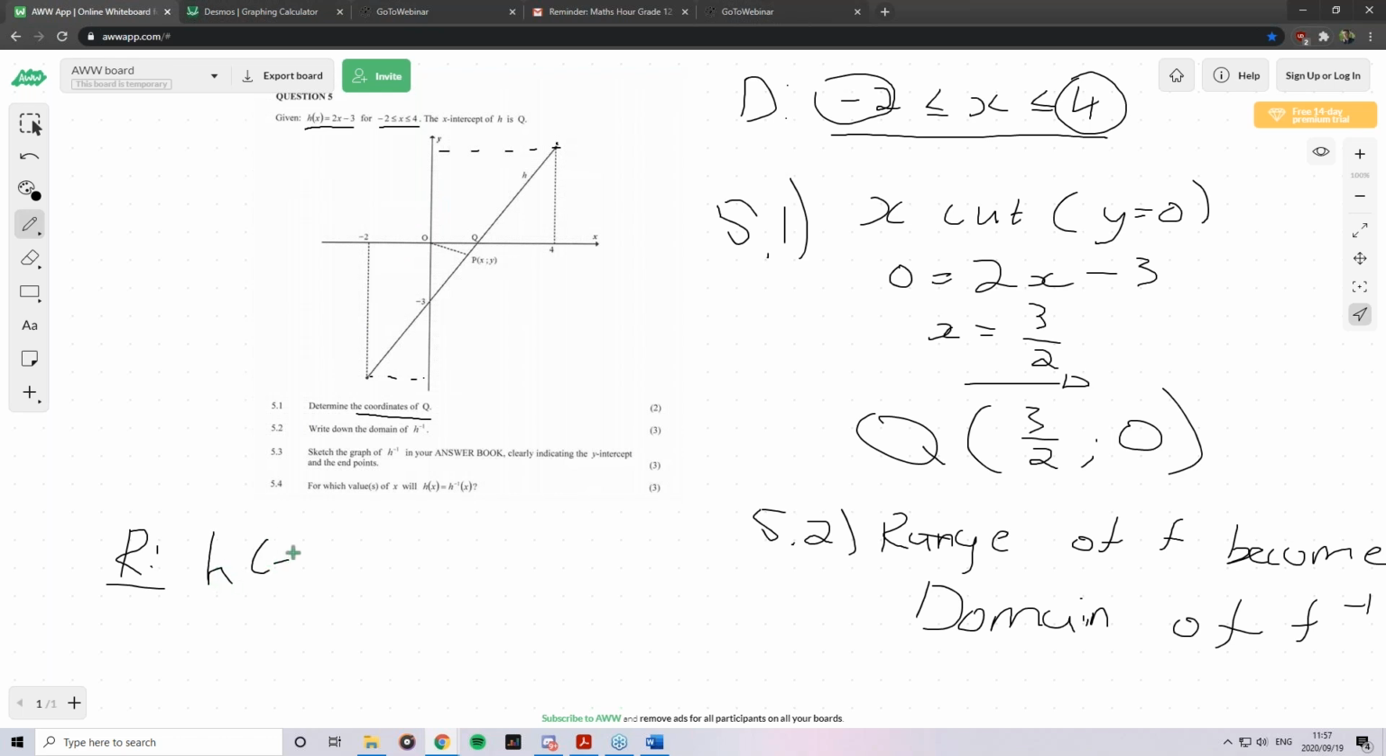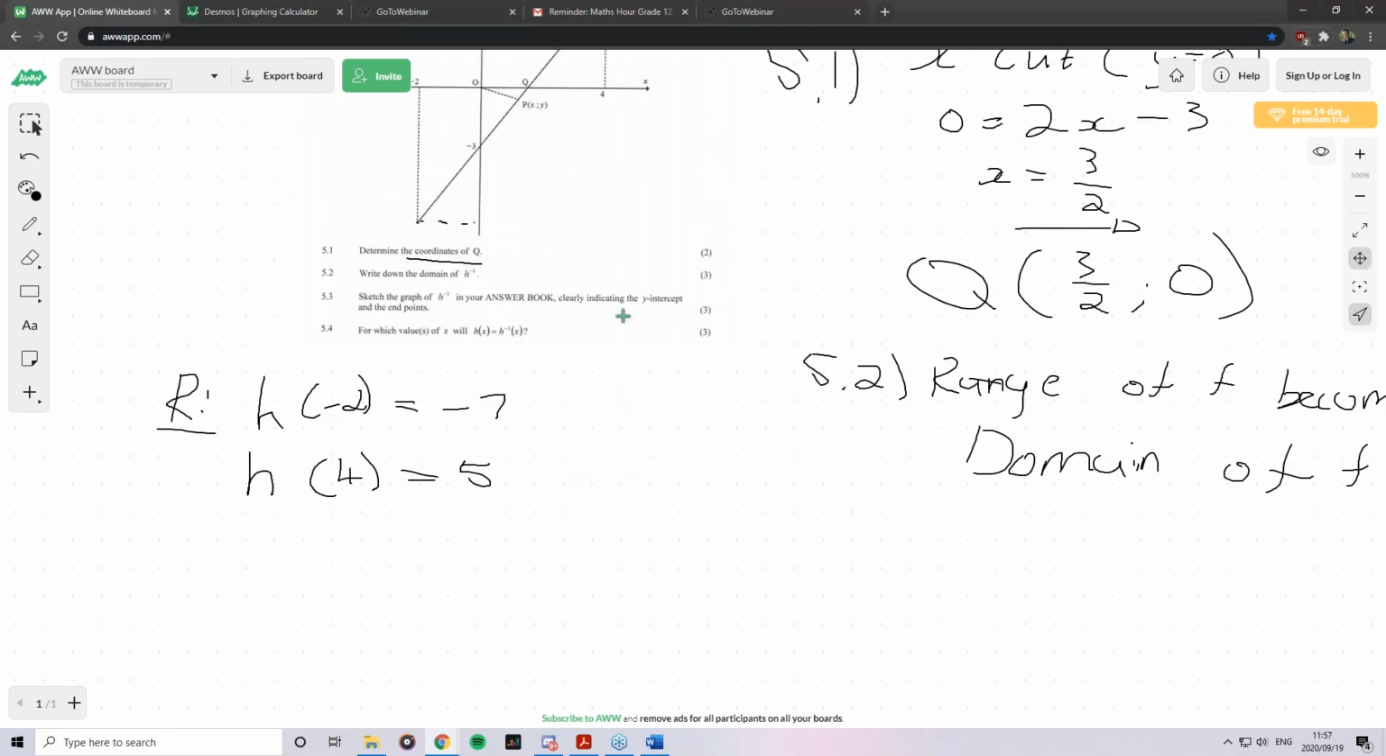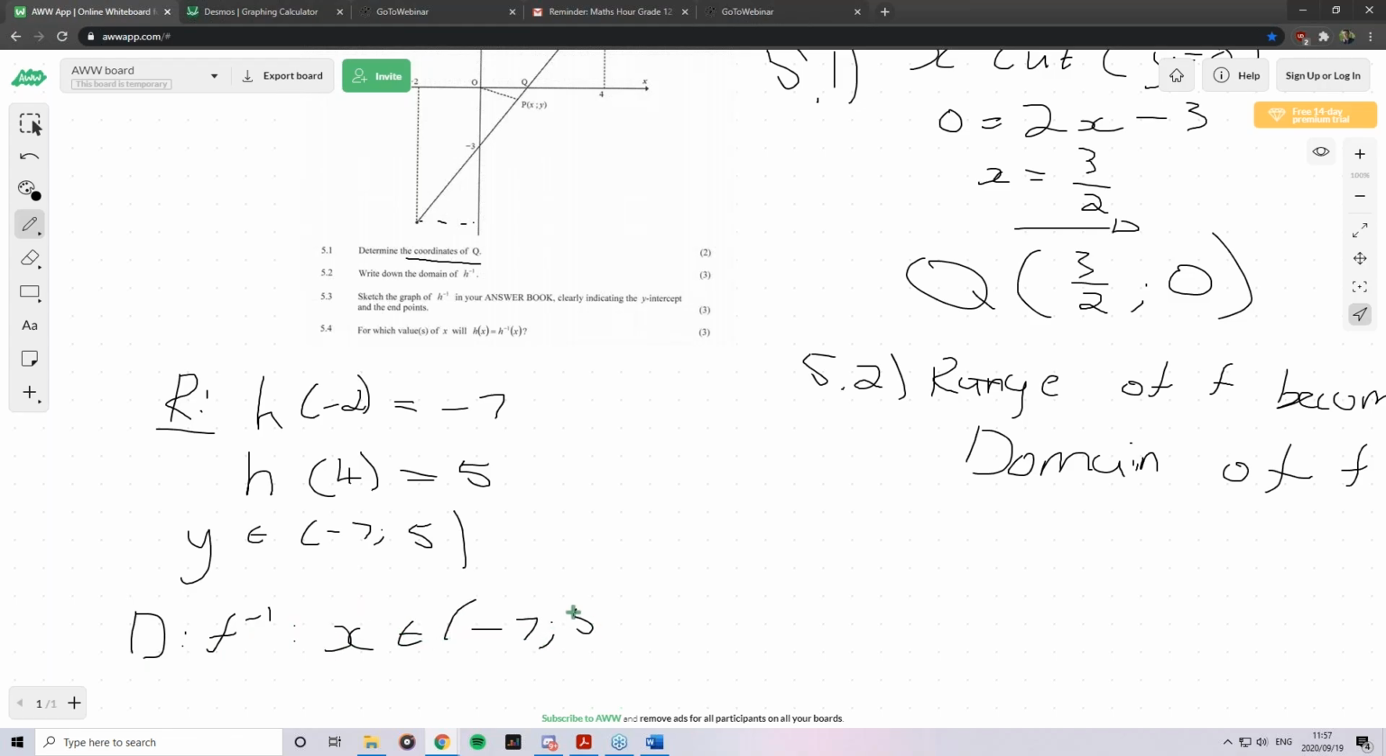So I find h of minus 2, which will be minus 7, and h of 4 will be equal to 5. So if the range of my normal function is y is an element of minus 7 to 5, then what is the domain of my inverse? Well, we've said that the range of the function becomes the domain of the other one. So the domain of f to the minus 1 is x as an element from minus 7 to 5.